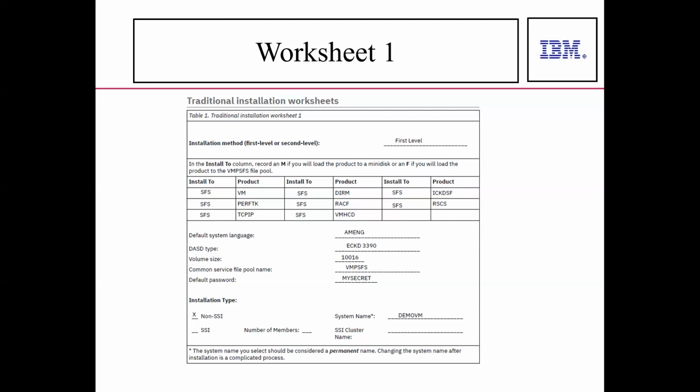You can see with 7.3, when you install the system, it's possible to change the default password from WD5JU8QP, which it's been for a very long time. And then the installation type choice I'm going to make here is non-SSI, and my system I'm going to call DemoVM.